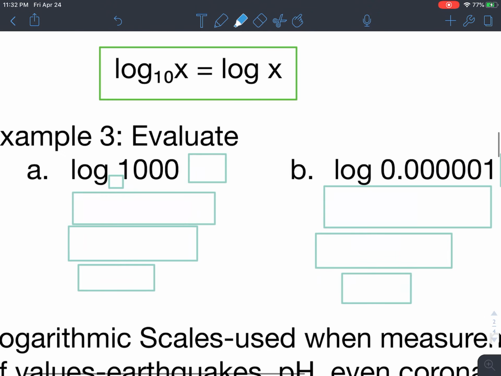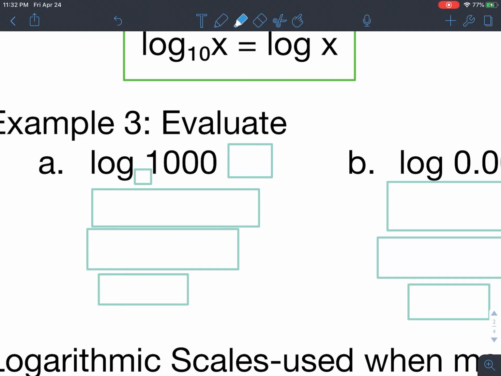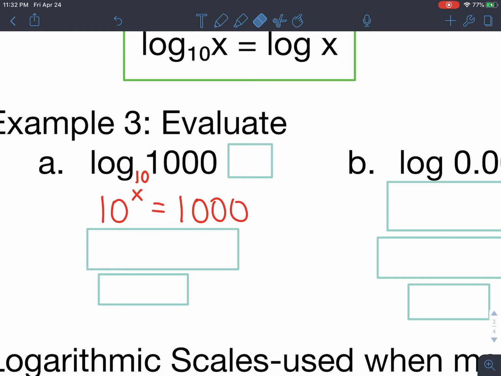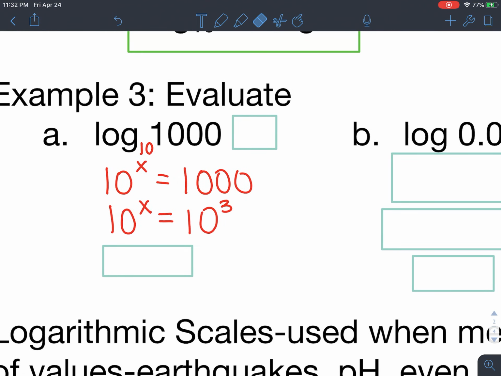Okay, so let's evaluate here. So similar to the previous problems, we have log of 1,000. Okay, so the first thing you want to do is just put a 10 there because it'll help you in the beginning. So 10 to what power equals 1,000? So how many zeros are in 1,000? 3. So that means 10 to the 3rd equals 10 to the x. So 1,000 is 10 to the 3rd. And that means x is 3. So log of 1,000 is 3. Of course, I'm writing out every single step. You don't need to if you don't need to.